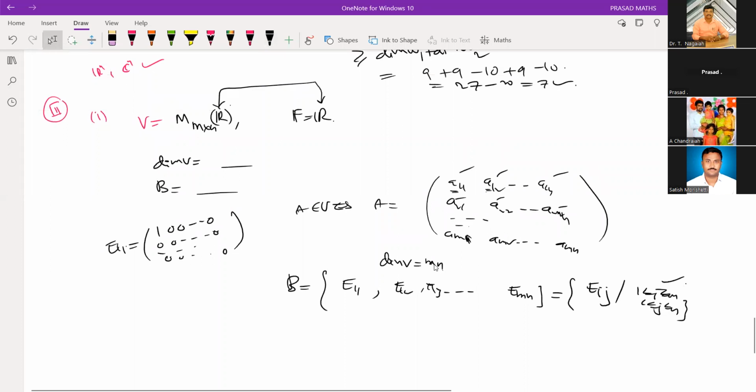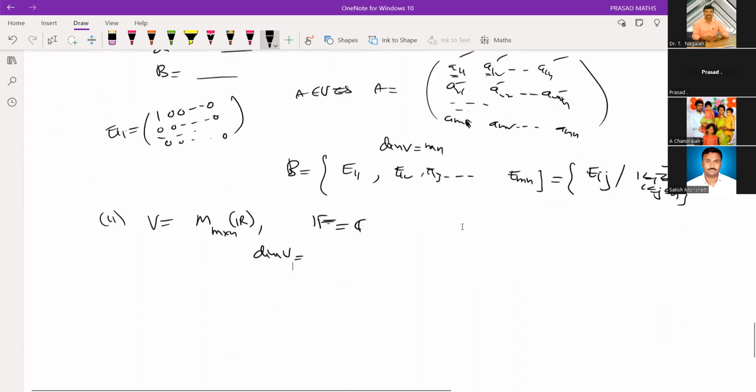Suppose the same example, if you take this set of all real matrices over the field of complex numbers, what is the dimension? Yeah. What is the dimension?